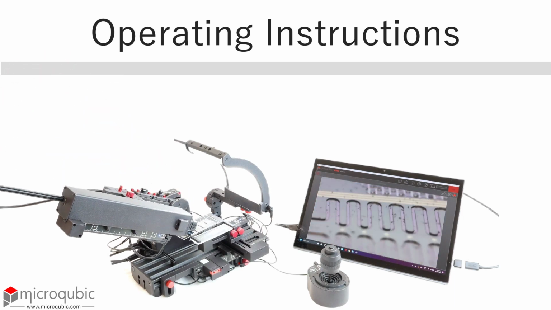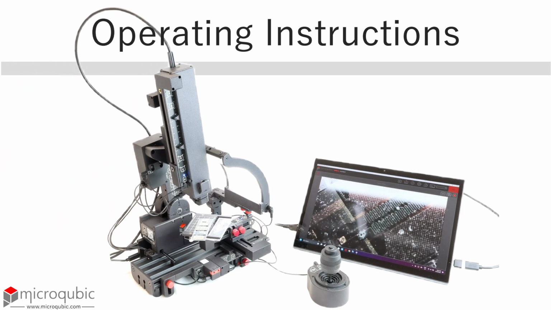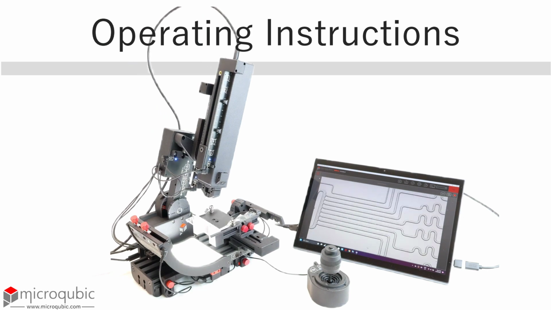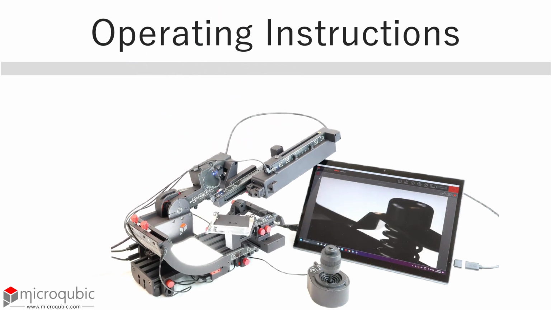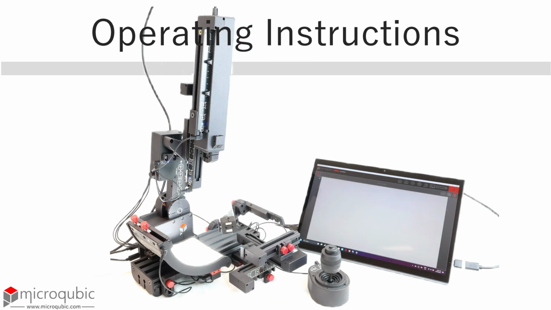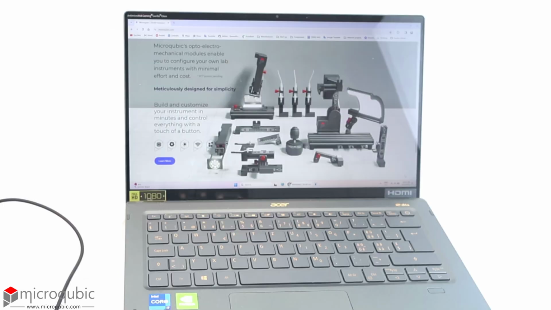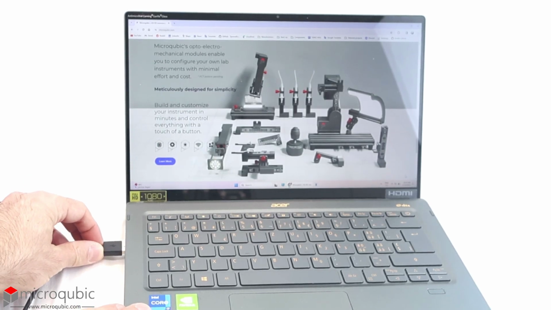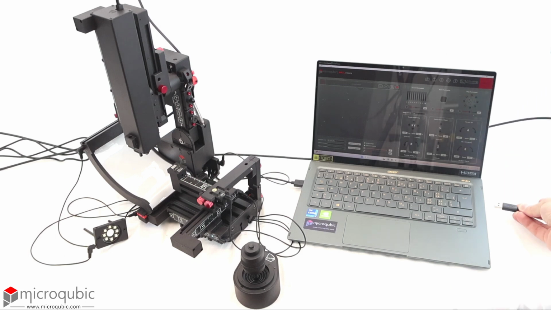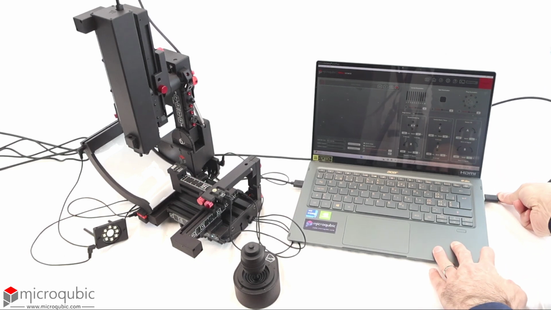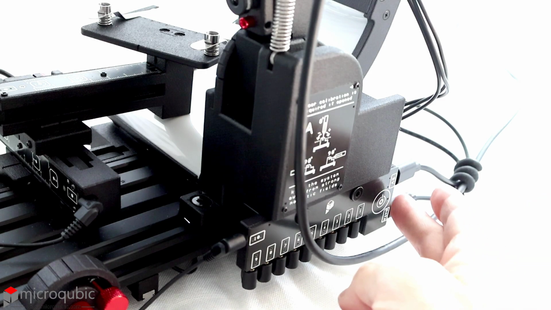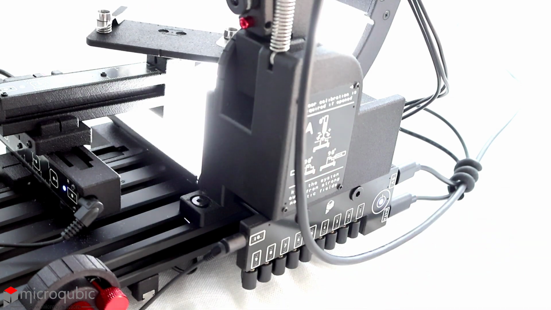Hi, welcome to the video tutorial explaining the operating instructions, software and joystick control, and main imaging modes of the MCRL700 3D microscope from Microcubic. Let's get started. First, ensure that the microscope is assembled correctly, the USB cables are plugged, and it's powered on. If not, please check the other video tutorial about the initial setup.